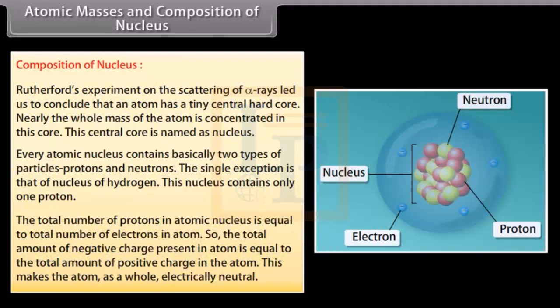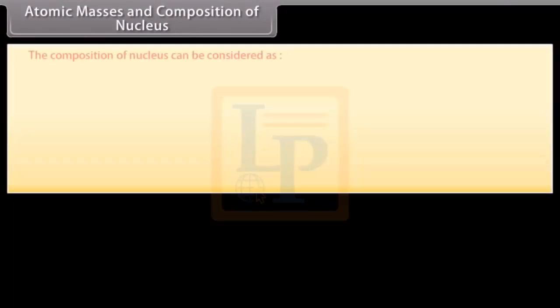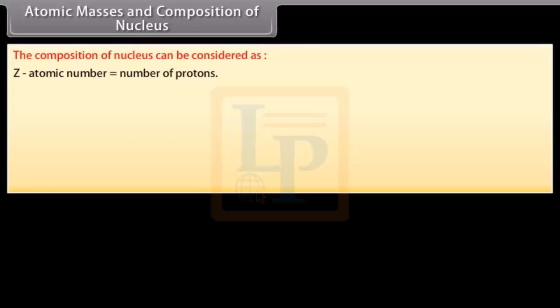The total number of protons in atomic nucleus is equal to total number of electrons in atom. So, the total amount of negative charge present in atom is equal to the total amount of positive charge in the atom. This makes the atom as a whole electrically neutral. The composition of nucleus can be considered as: let Z be atomic number, which is equal to number of protons. Let N be neutron number, which is equal to number of neutrons.